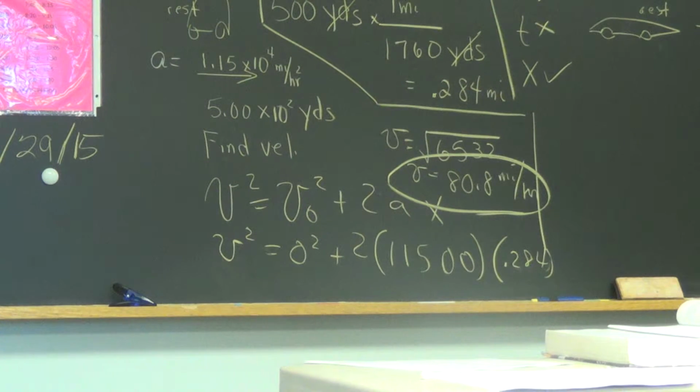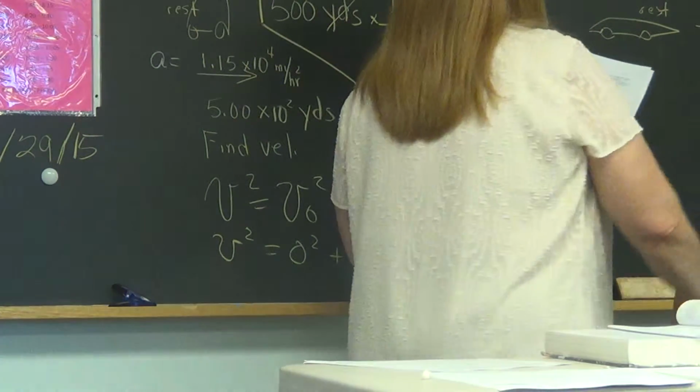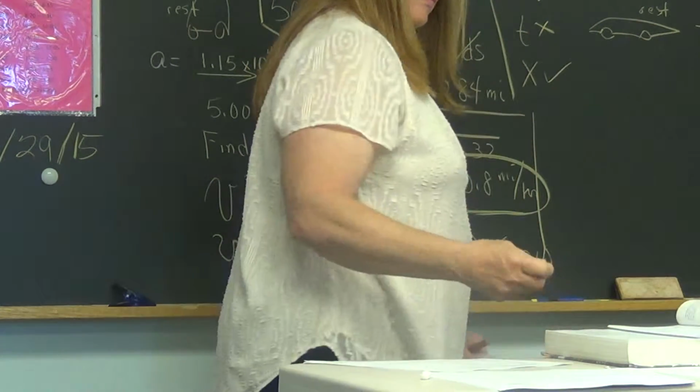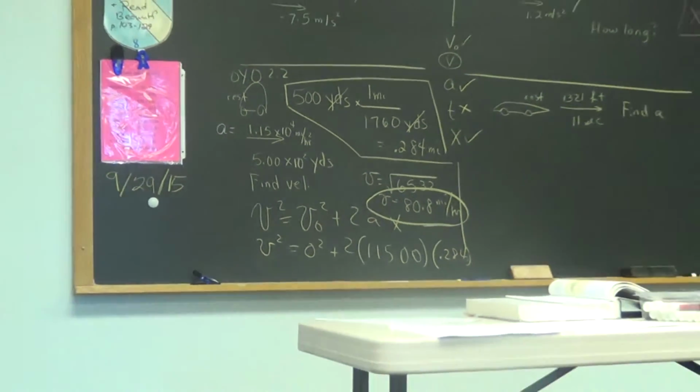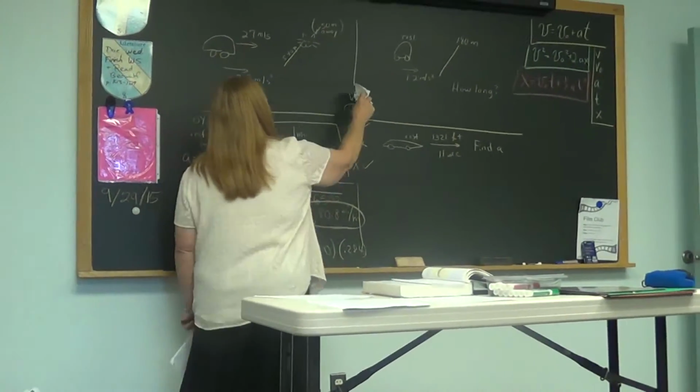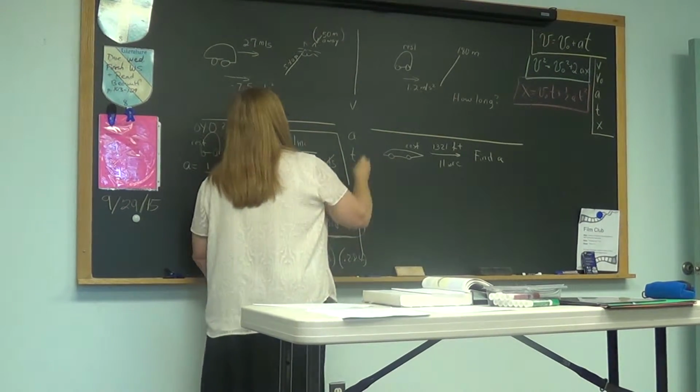Okay. A race car starts at rest and travels 1,321 feet, a quarter of a mile, in 11 seconds. What was the car's acceleration? Okay, so if you would, Emily, help me with the same list of variables. I always start here and erase what was here from the previous problem.